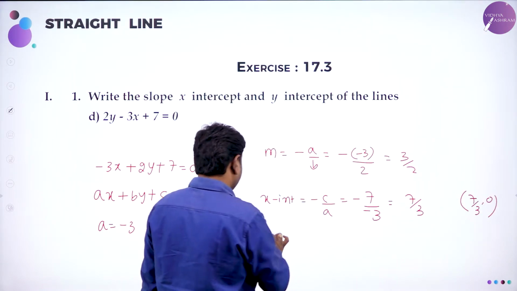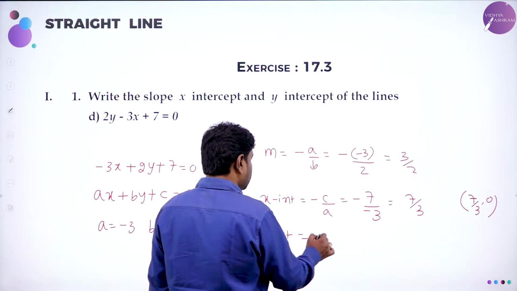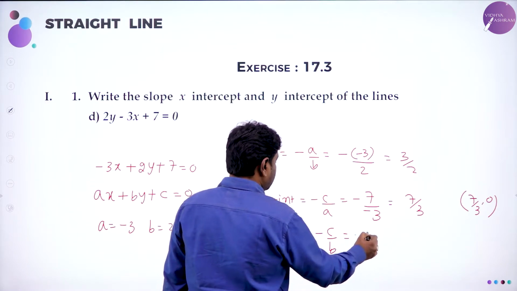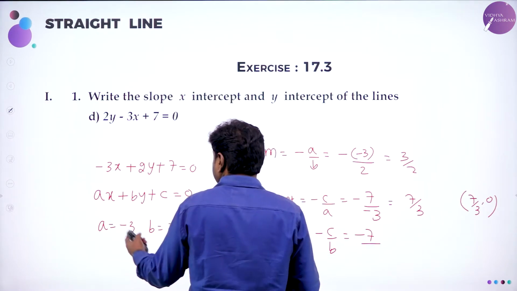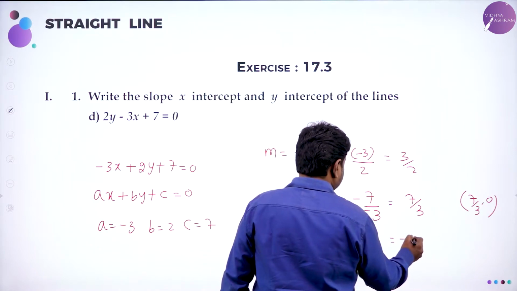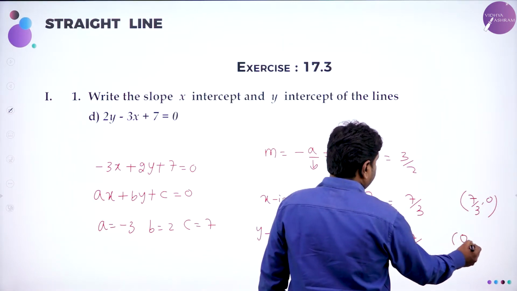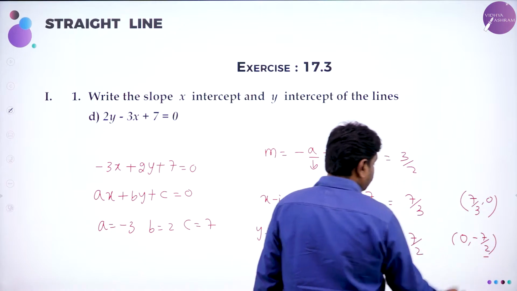And y-intercept. What is y-intercept? The point on the y-axis where the line cuts, given by minus c by b, minus 7 by b. What is b? b is 2. So minus 7 by 2. So you can write it in the form of (0, minus 7 by 2), the y value.